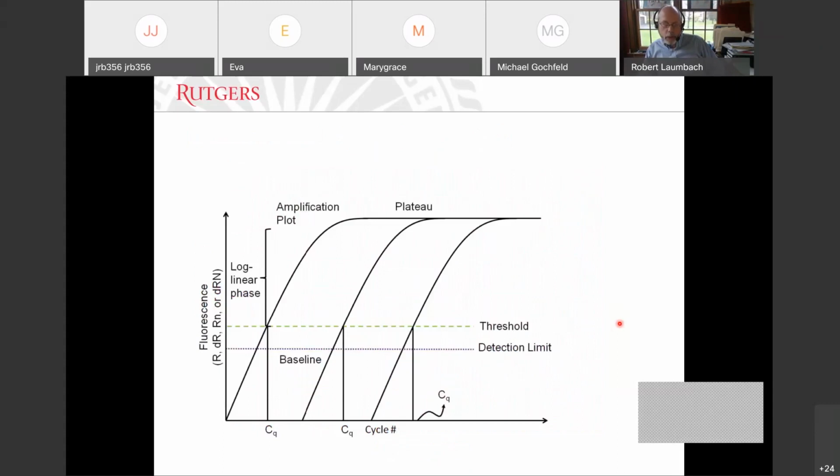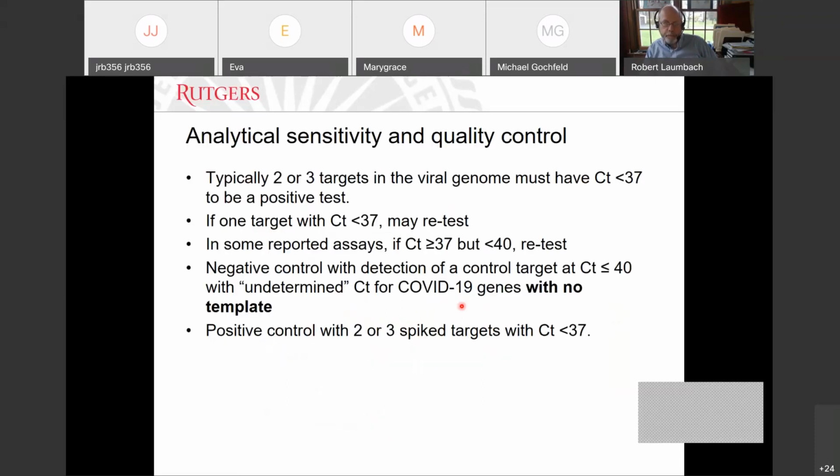So this is just another plot of that, showing, again, there's a detection limit. Your threshold should be above that. And this is for 3 different reactions, showing that once the amplification, the fluorescence exceeds the threshold or meets the threshold, then that corresponds to your CT, or CQ in this case, which is another labeling convention.